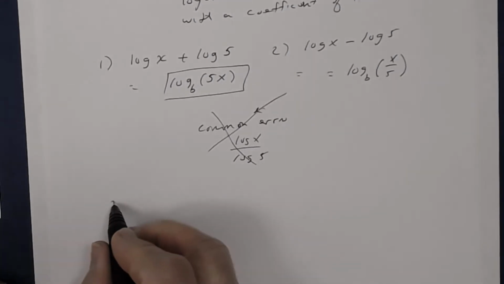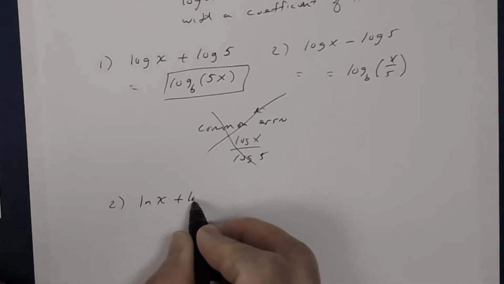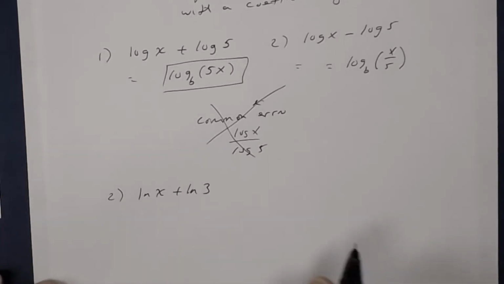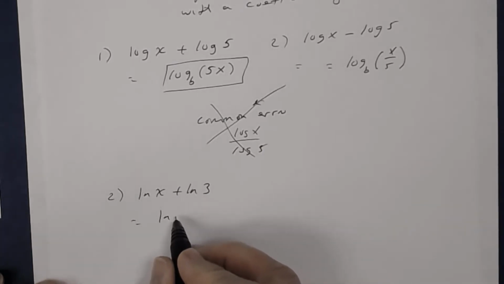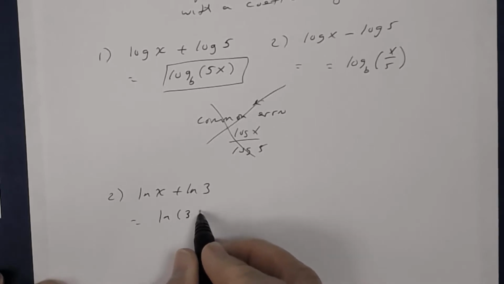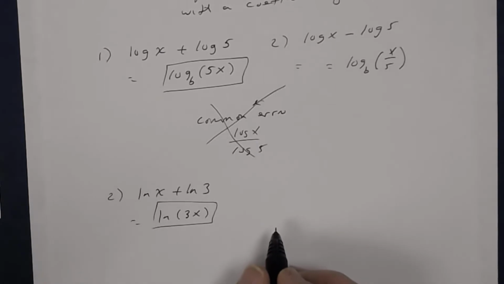All right, number 2, suppose we had the natural log of x plus the natural log of 3. All right, no big deal. If you did number 1, you can do number 2. So what do you think that is? Okay, that's a product rule. So you're going to write this as the natural log of 3 times x.